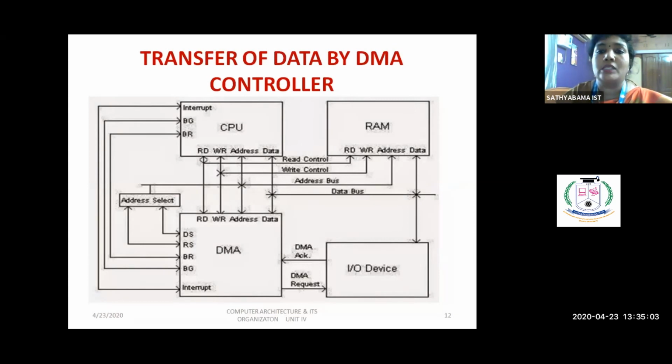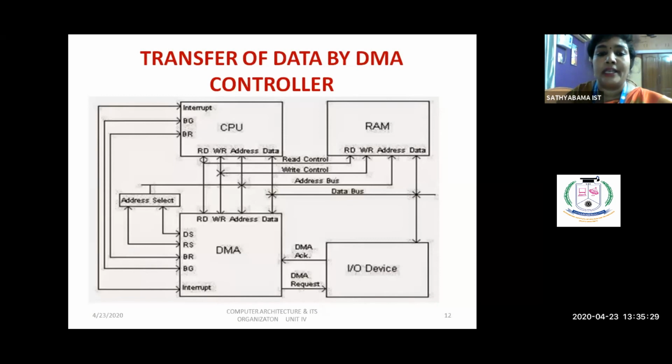Next one, transfer of data by DMA controller. So this is the entire block diagram. You can see how the data is transferred by DMA. So here you have 4 blocks. First one is CPU and RAM is nothing but your memory. Then DMA, then the peripheral device.